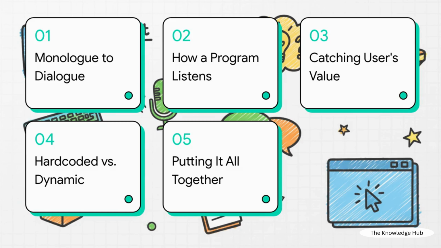So here's our game plan. First, we'll look at how to shift our code from just talking at the user to actually having a conversation. Then we'll peek under the hood to see how a program really listens. After that, and this is super important, we'll learn how to catch the information the user gives us and actually use it. This will bring us to a really core concept, the difference between static, hard-coded stuff and truly dynamic code. And finally, we'll tie it all together and trace a program line by line to see it all in action.